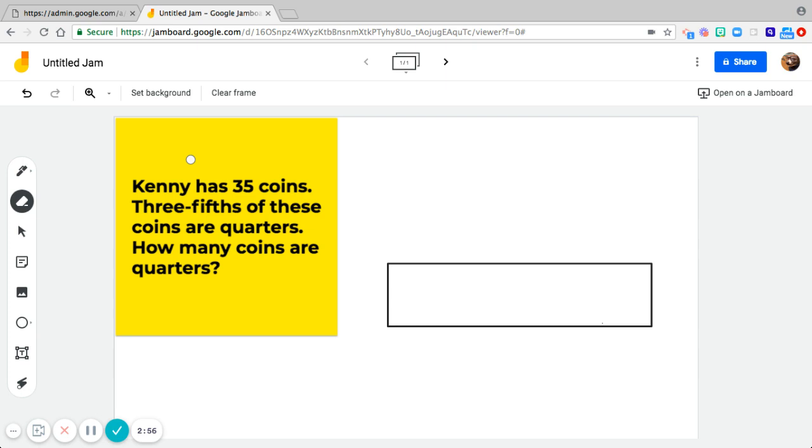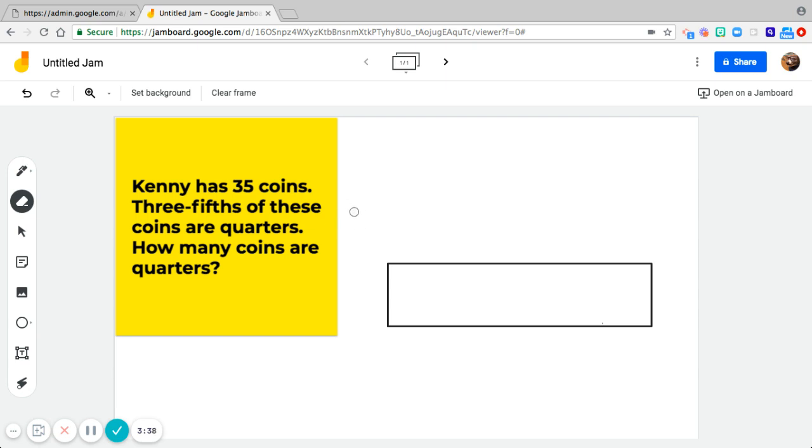So let's focus on the quantities, the amounts, right? A quantity is an amount. So again, we have 35 coins. The unit is the coins, right? Because that's what we are counting. And then we have the fraction of 3/5. And 3/5 of these coins are quarters. So, I know a quarter is worth a certain amount, 25 cents, but would that matter in this problem? Interesting.